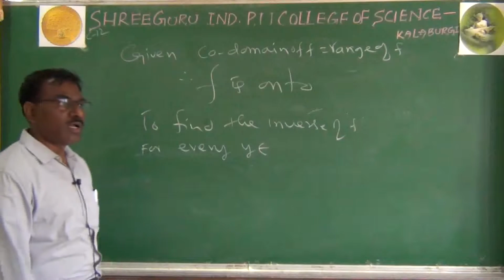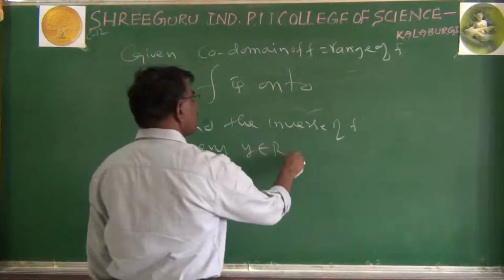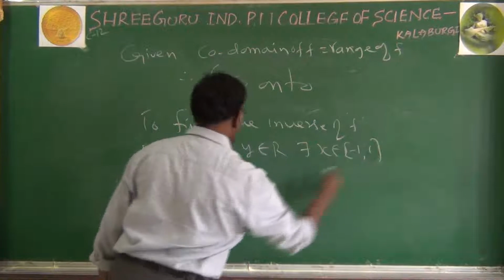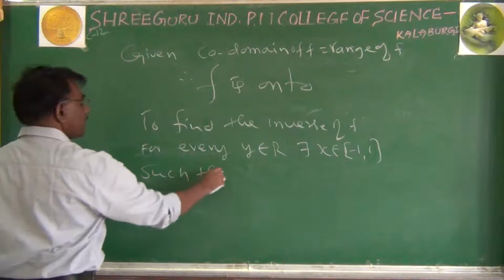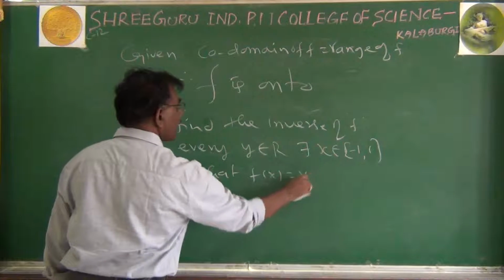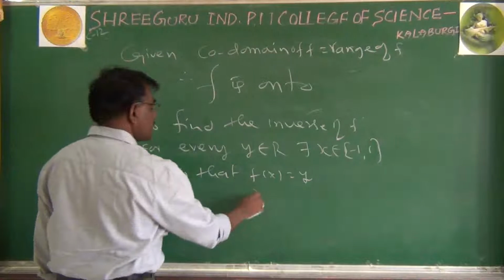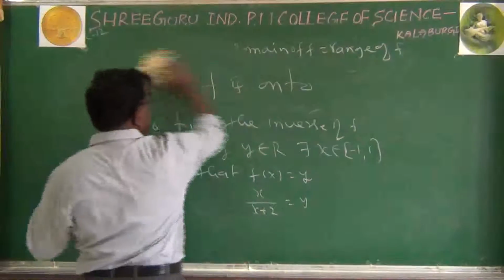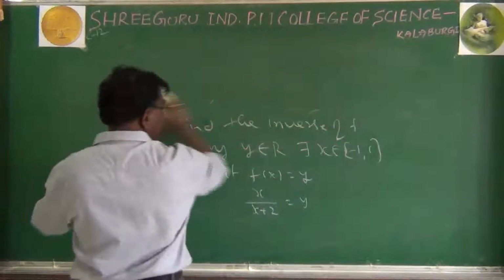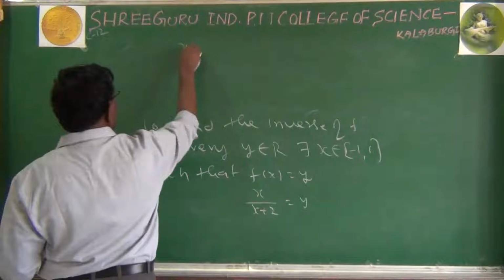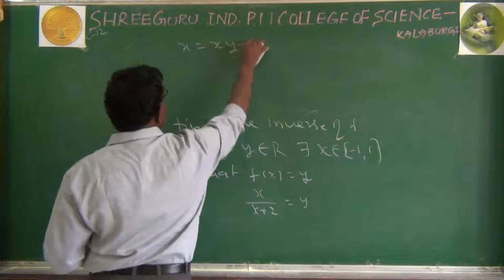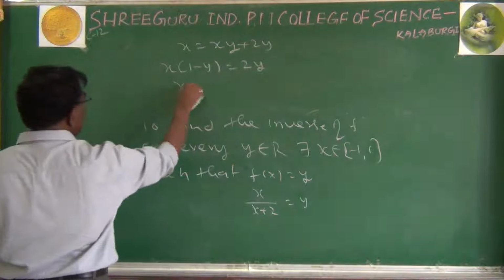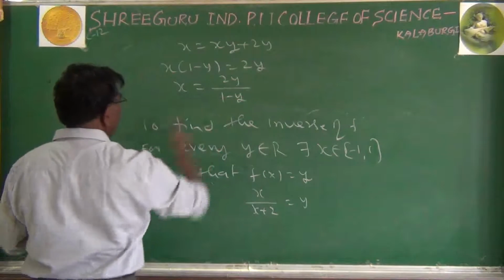For every y belongs to R, there exists x belongs to minus 1 to plus 1 such that f of x equals what? f of x is x by x plus 2. So I am proving the inverse function. f of x equals xy plus 2y, x into 1 minus y equals 2y. So what is x? x is 2y by 1 minus y.